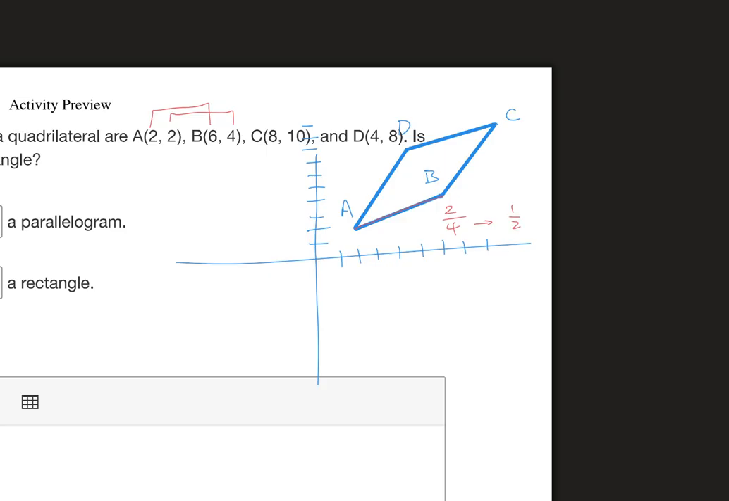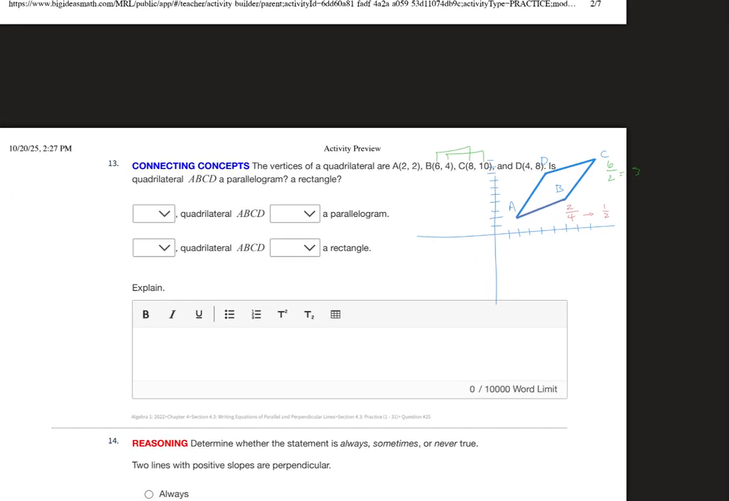Okay. Well, if this is going to be a rectangle, then BC, this line out here, should be a negative reciprocal. I don't think it's going to be, but we're going to check anyway, right? So BC, 10 minus 4, that's 6. 8 minus 6, that's 2. The slope of that is 3. This is not a rectangle. Nope.